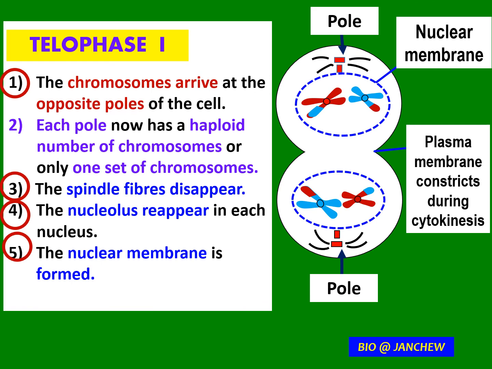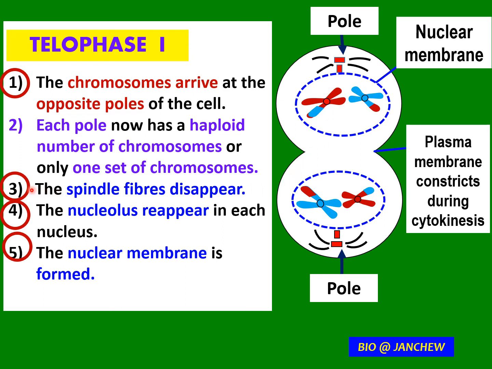Next, the cell goes into telophase I. In this phase, the chromosomes arrive at the opposite poles of the cell. Each pole, for example this pole, now has a haploid number of chromosomes, or only one set of chromosomes. So one copy of the long chromosome, one copy of the short chromosome. That's one set of chromosomes. No more 2 copies of the long chromosome or 2 copies of the short chromosome.